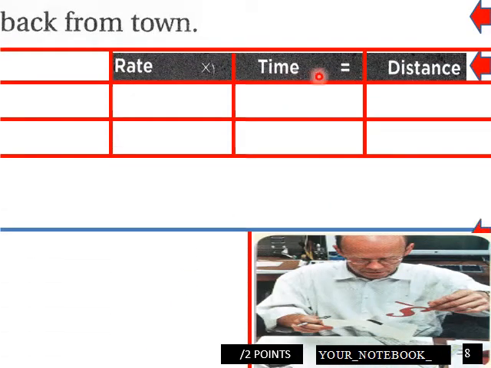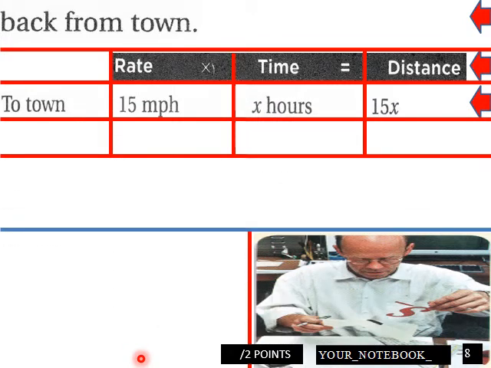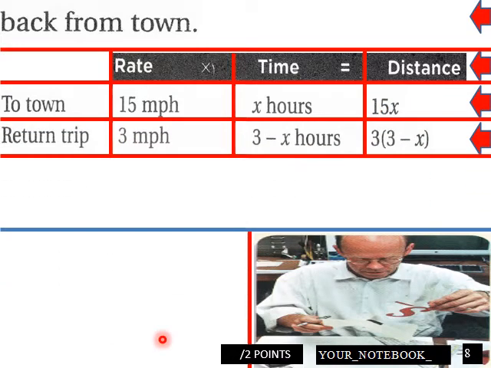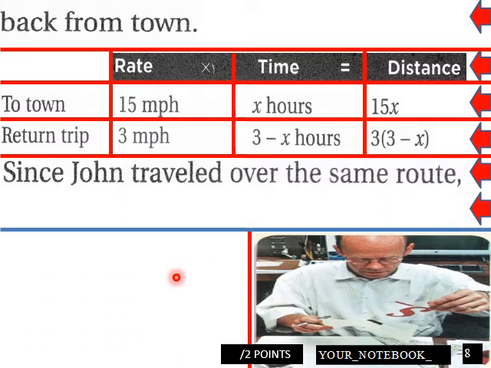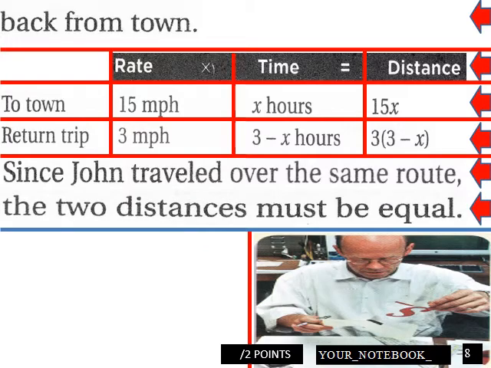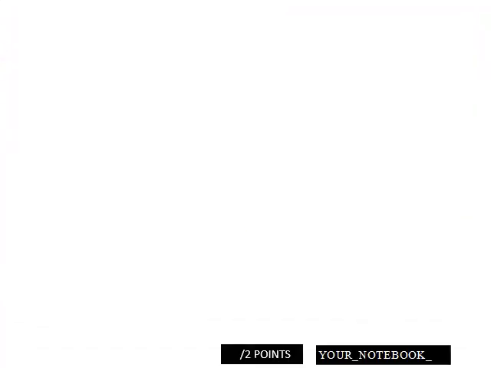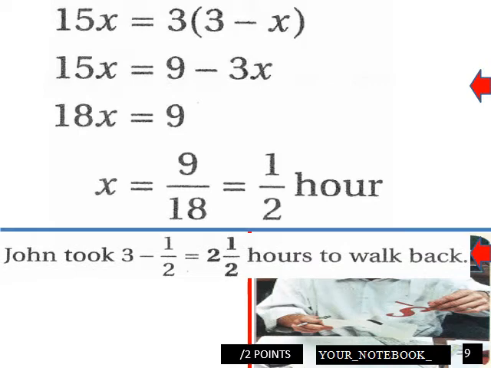So here's our rate times time equals distance to town. Here's our 15 times x hours equals 15x. Return trip: 3 miles an hour, 3 minus x hours, equals 3 times (3 minus x). Since John traveled the same route, the two distances must be equal. So here 15x equals 3 times (3 minus x), and we solve for x, we get 1/2 hour. John took 2.5 hours to walk back.